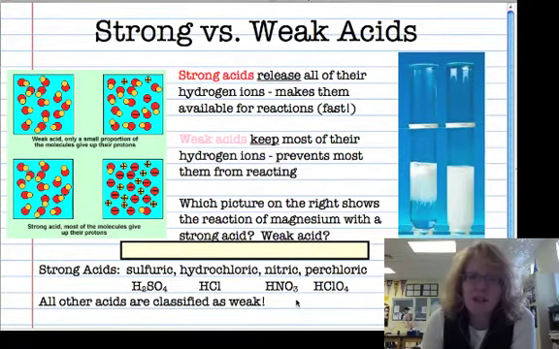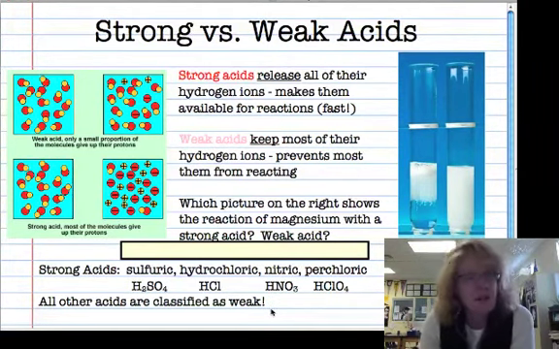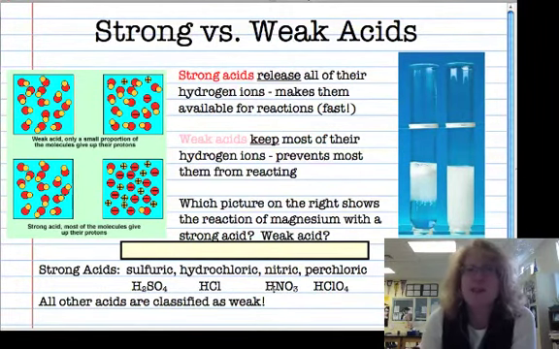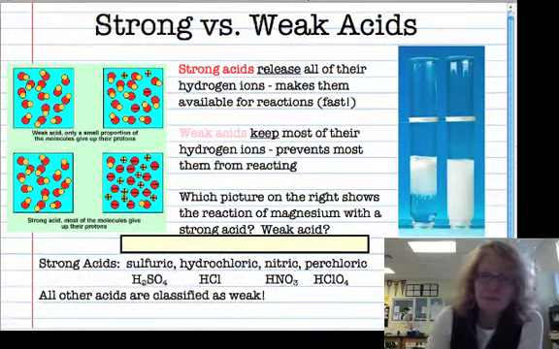And all the other acids are classified as weak. So carbonic acid, nitric acid, phosphoric acid, those are considered to be weak acids. They hold on to their hydrogens. Sulfuric acid, hydrochloric acid, nitric acid, those are your strong acids.